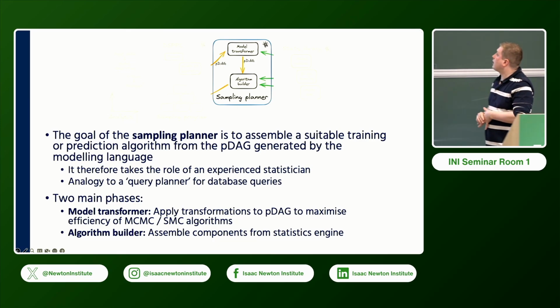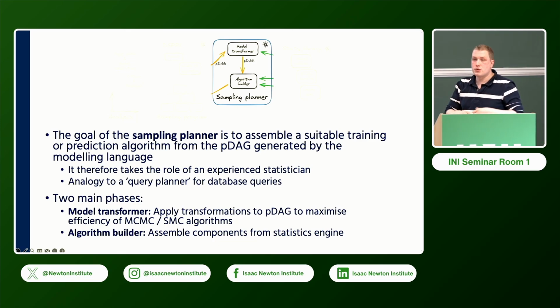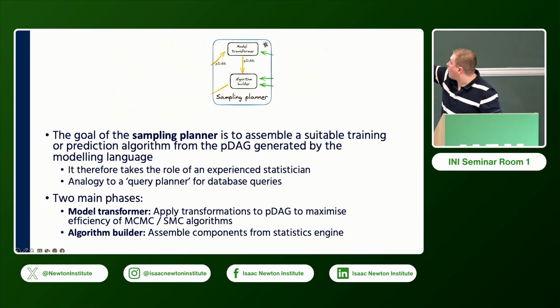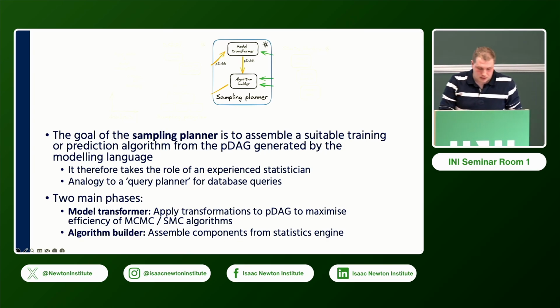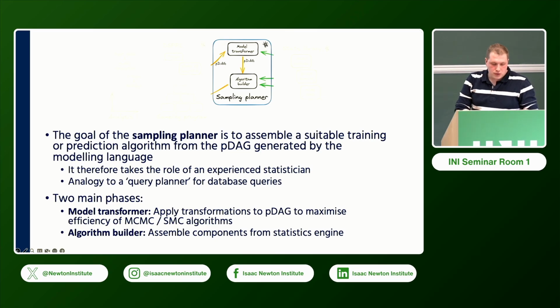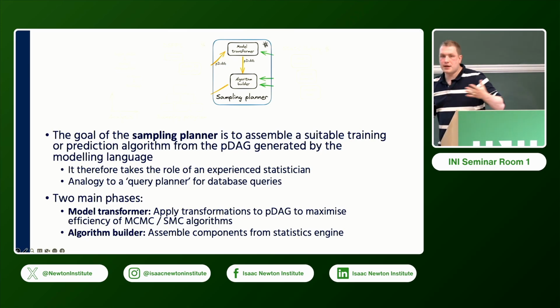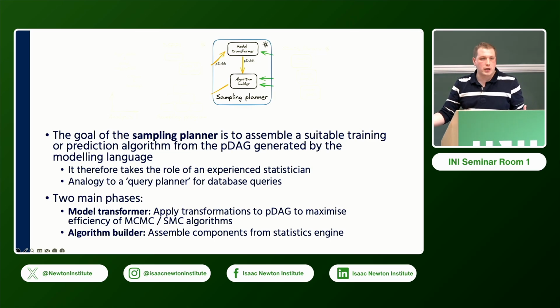which really, the goal of the sampling planner is to assemble from these different building blocks a suitable training or prediction algorithm from the probabilistic directed acyclic graph that we get from the modeling language. So the idea is that it takes the role of an experienced statistician. The reason we called it the sampling planner is by analogy to relational database management systems, where we have this notion of a query planner, which can plug things together and say the best way of executing something.